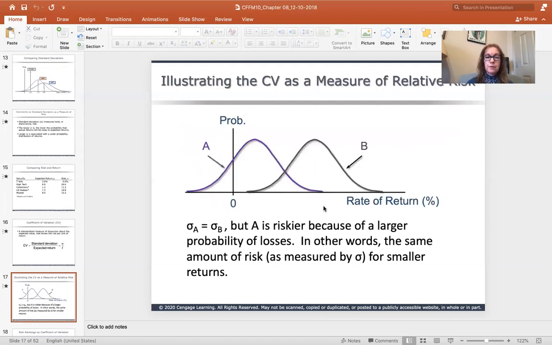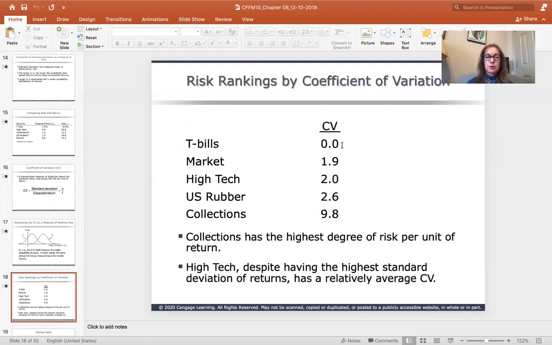Okay, so let's look here. Here are our different CVs. Collections is giving us the highest risk per unit of return. With the CV, the lower the number, the better. If you forget about the market, and look at US Rubber, that's actually giving us the lowest risk per unit of return. I'm sorry, high tech. High tech is giving us the lowest risk per unit of return.